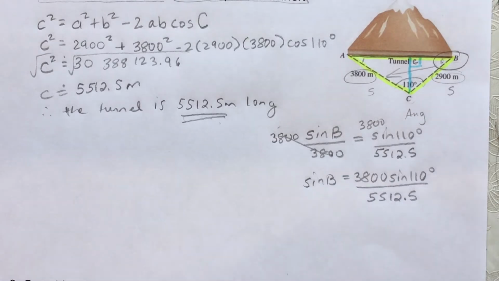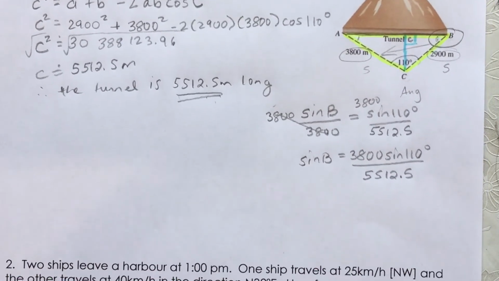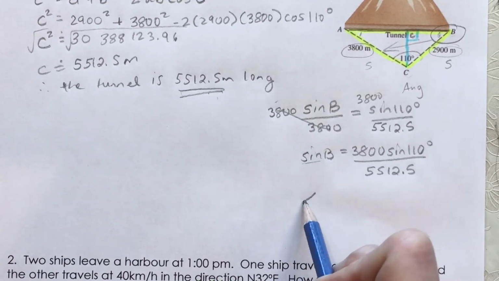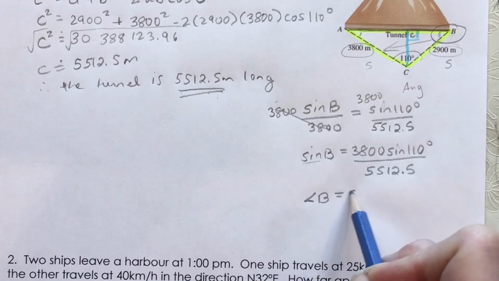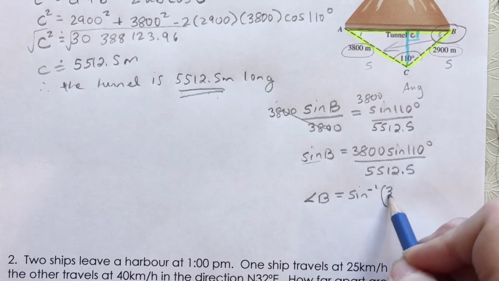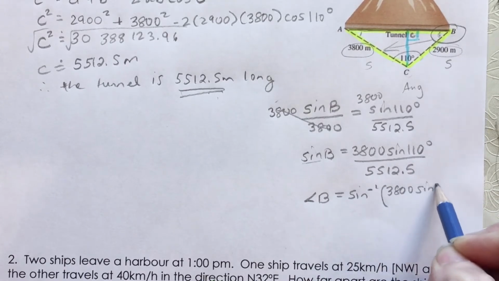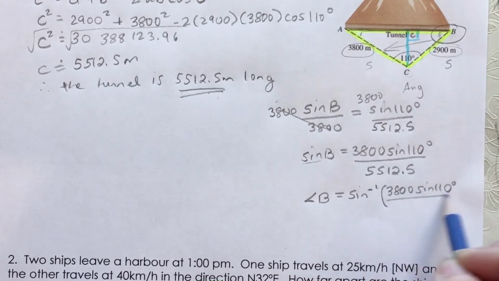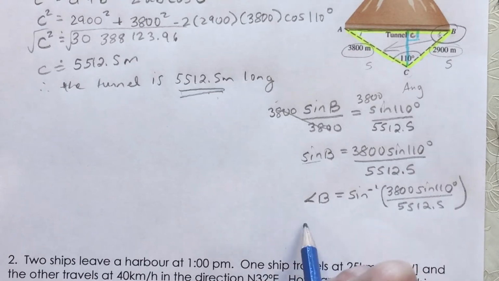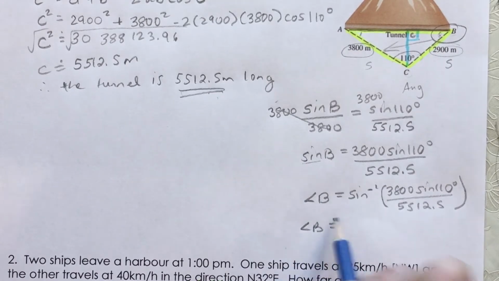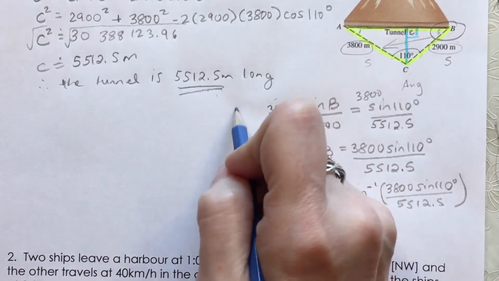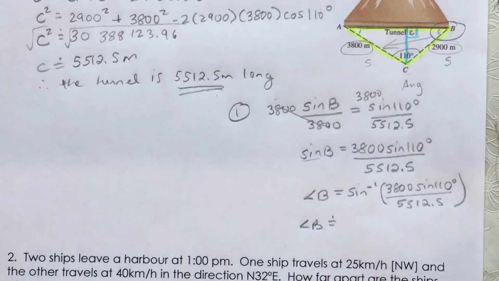It wouldn't be a perfect number, so we could just leave it and let our calculator do the work for us. But that's the sine of angle B, and we just want plain angle B. So hopefully we're learning that to get angle B, I would have to take the sine inverse of both sides, but we can just show it as angle B is the sine inverse of 3,800 times the sine of 110 degrees divided by 5,512.5. And then if you enter that into your calculator, you'll be able to get angle B. This is the first step in finding out how deep the tunnel is, getting that angle B.